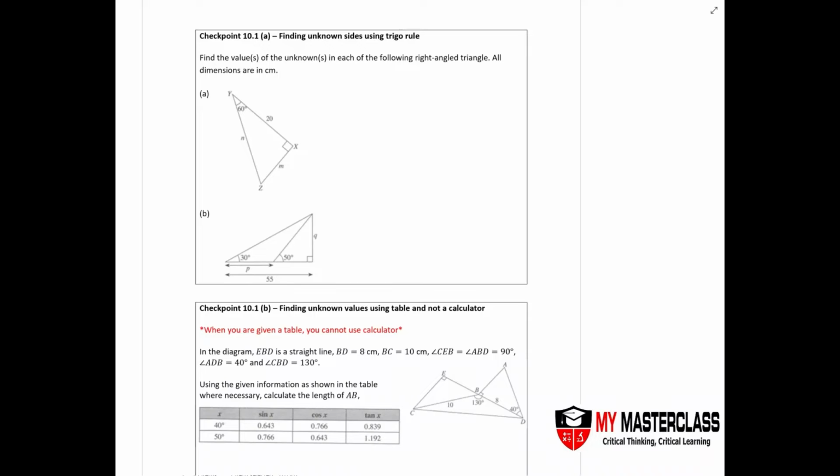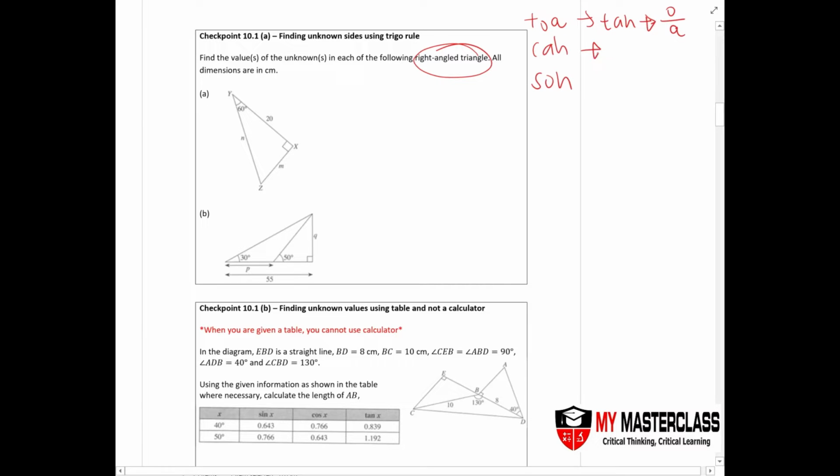Now in the chapter of trigonometric ratio, let's take a look at checkpoint 10.1 part A. Always remember when you're applying trigo, one of the important rules is to have a right angle triangle. To recall again, TOA, CAH, SOH: tangent is used in an opposite to adjacent manner, cosine is used in adjacent to hypotenuse, and sine is opposite to hypotenuse.